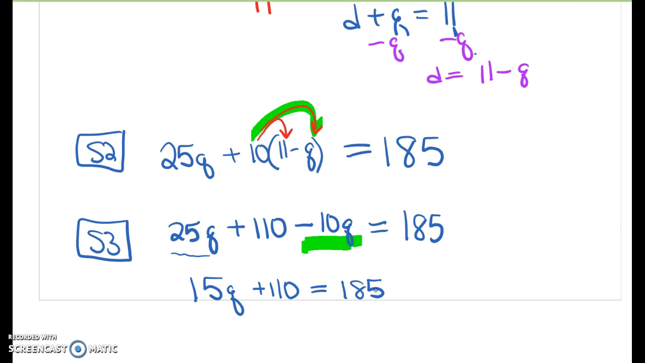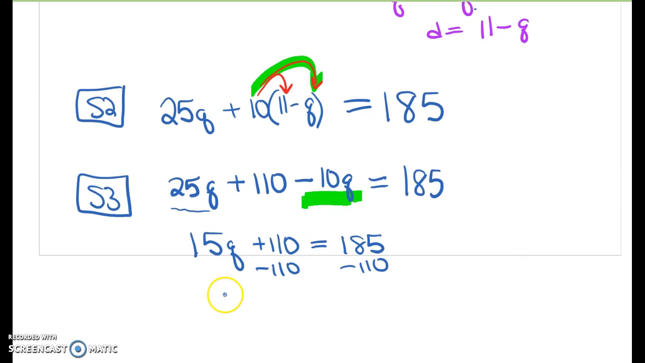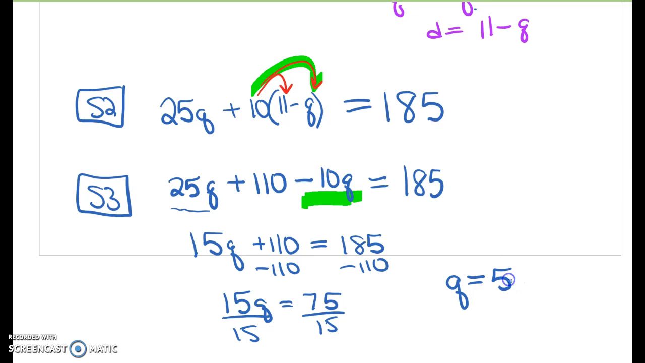Your test is going to take forever if you try to do something like 25 minus 10 using a calculator. So then we do minus 110, minus 110. Some of you might use a calculator here, but some of you just know that 15Q equals 75. Then we have to divide by 15. Some of you can do this in your head, but some of you are going to punch that into a calculator and know that Q equals 5.